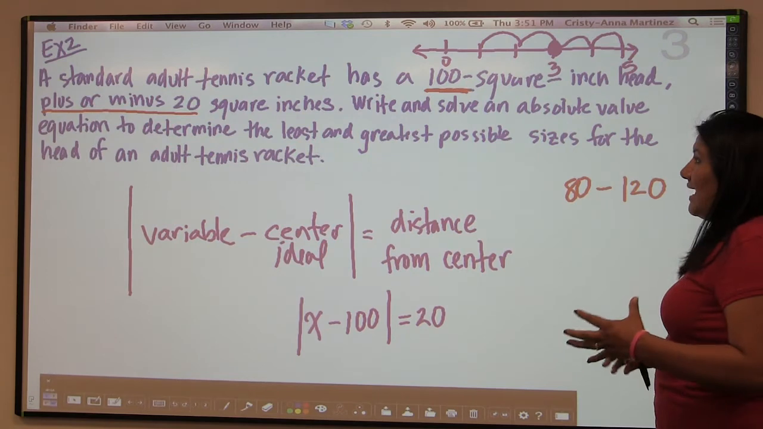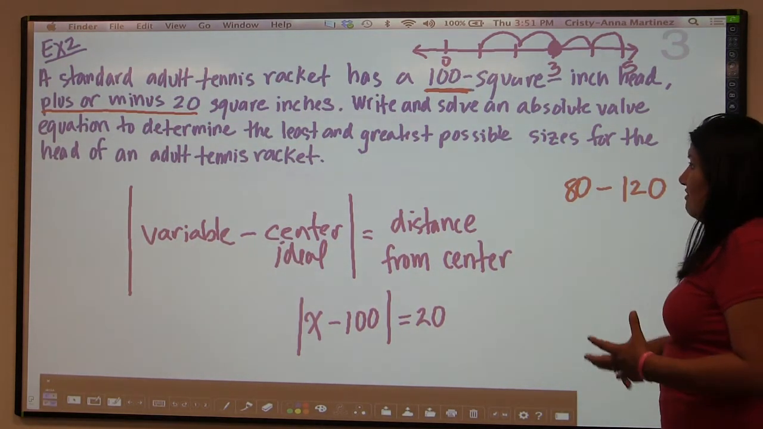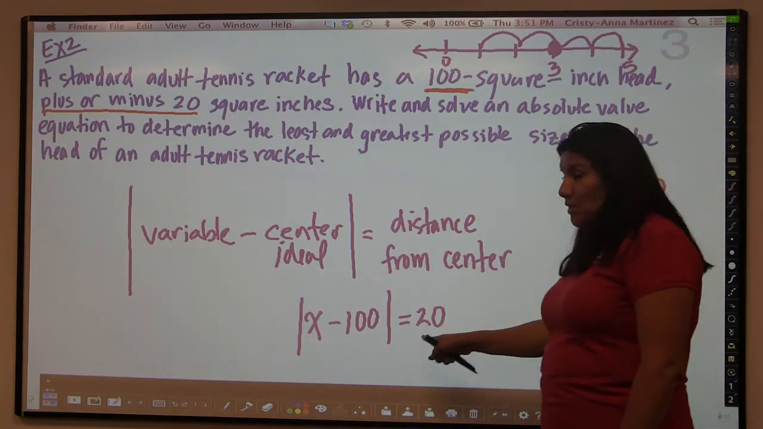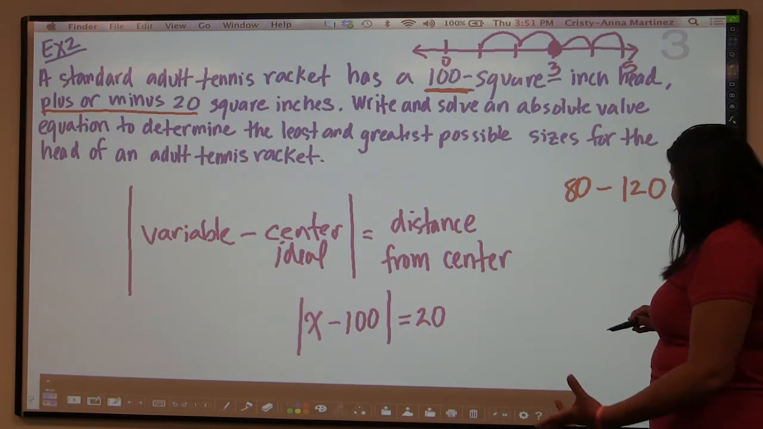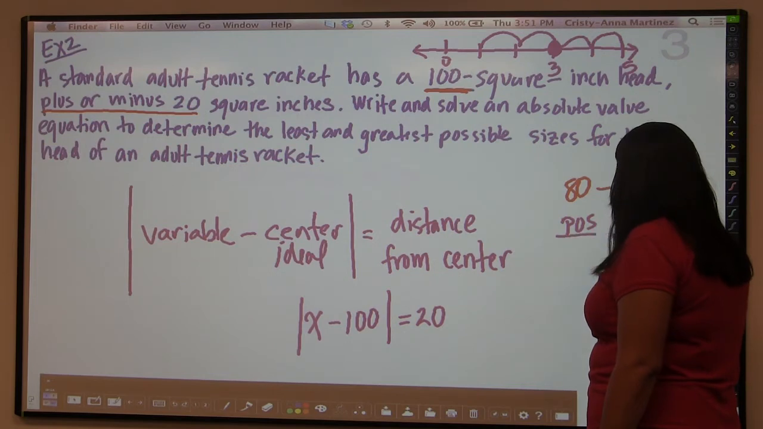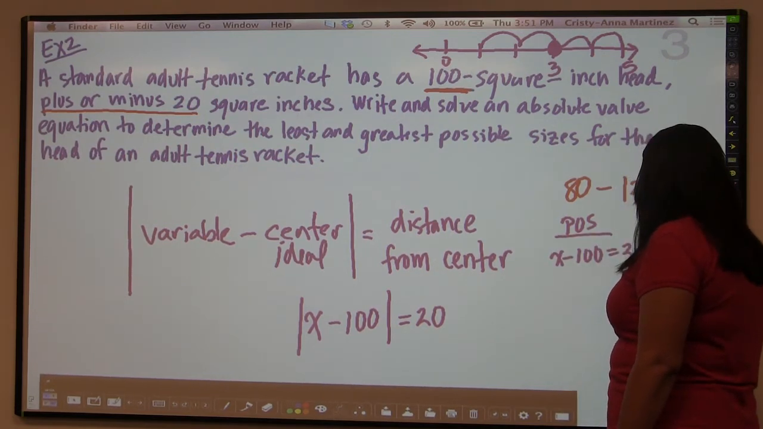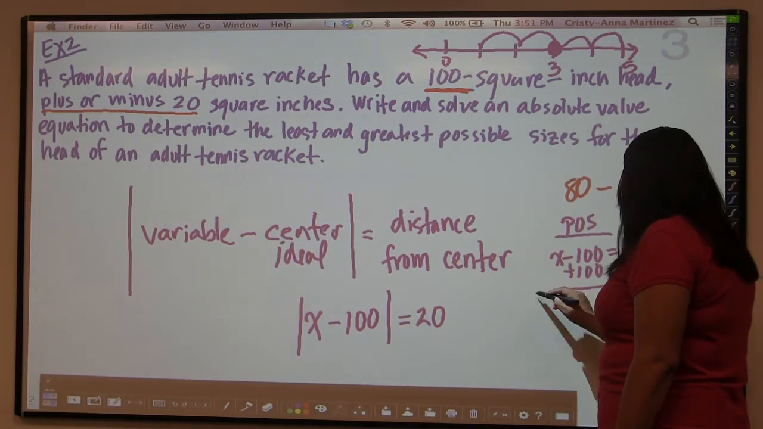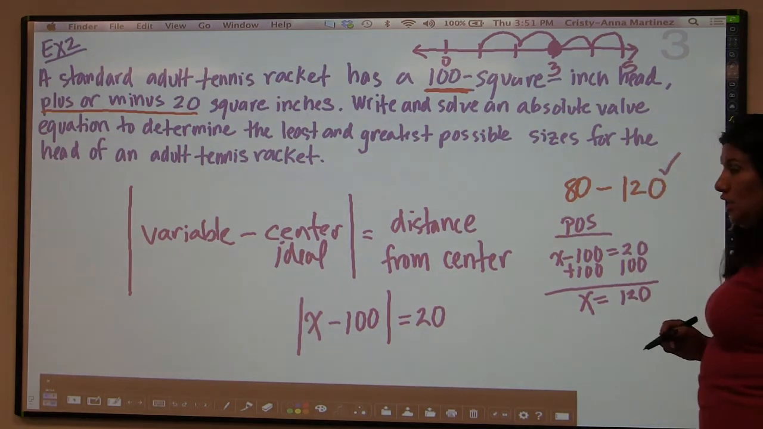So again, they're not asking us to solve this in our head because that would be easy. The answer would be 80 and 120. They want us to write and solve an absolute value equation. This is your absolute value equation. And now we're going to solve it. Our positive case is going to go first. In the case of the positive, we're going to go x minus 100 equals 20. We're going to add 100 to both sides. And you can see very quickly how we're going to get 120, which we already knew.